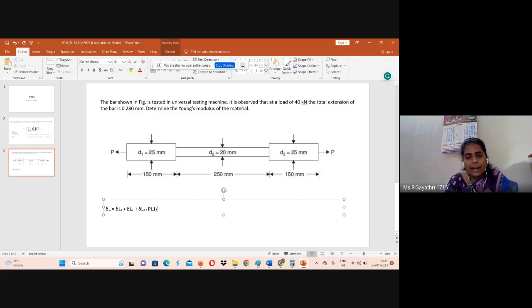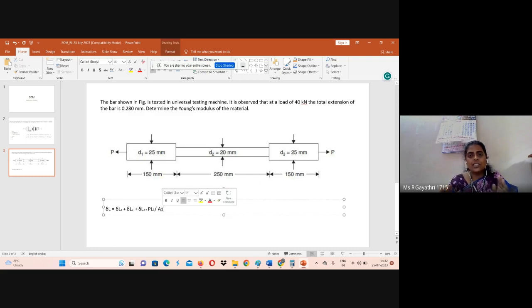PL by area. Area is not same. Okay, we can see varying section. Diameter is not uniform from section 1 to section 3. So A1. PL by A. What about Young's modulus? Is it same or varying? Read the question, you can answer me.